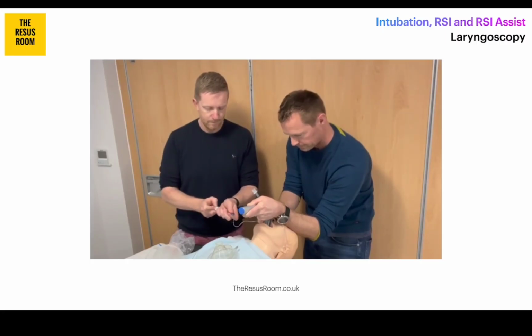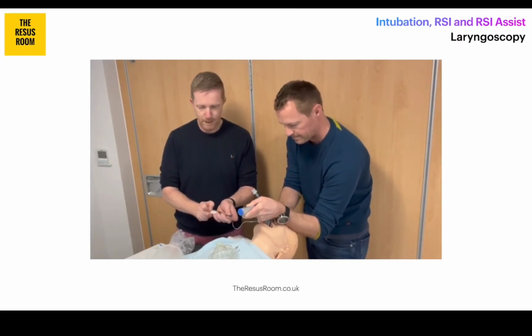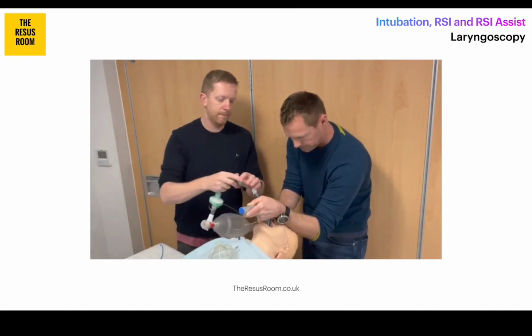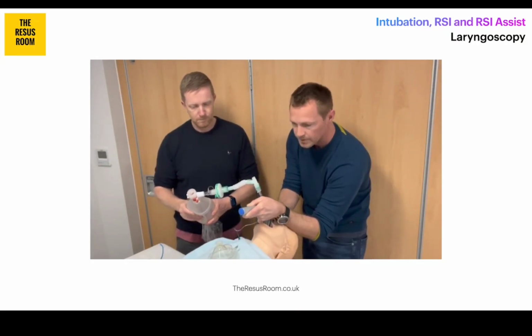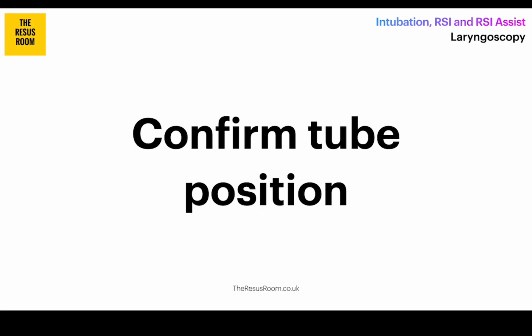Then the cuff needs to be inflated, ventilations delivered, and the position of the tube and adequate ventilations confirmed. And this is so important. So the gold standard to confirm the correct position of the tube is to see a capnography trace, which coincides with ventilations via your bag valve mask.